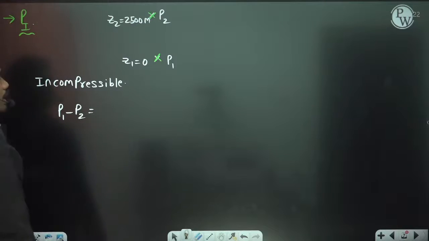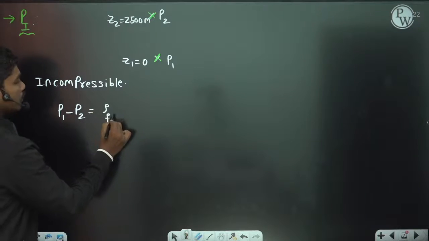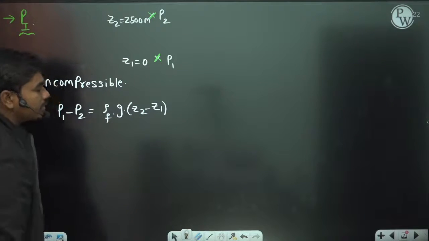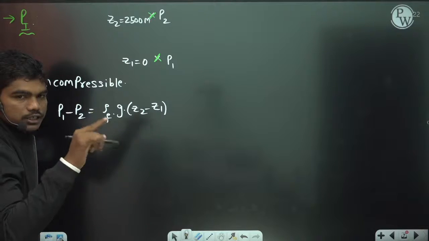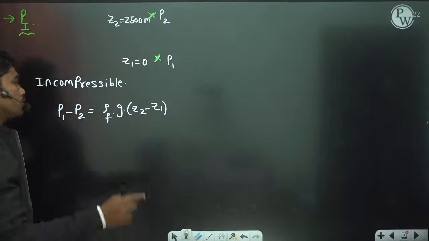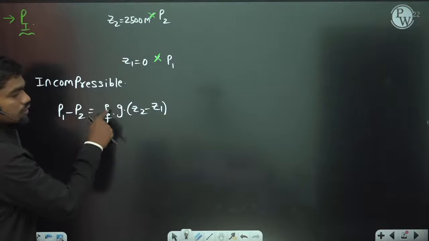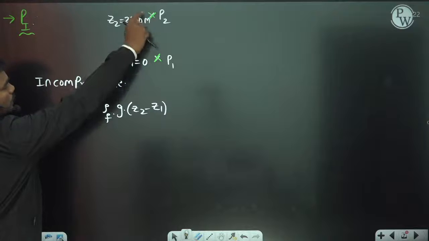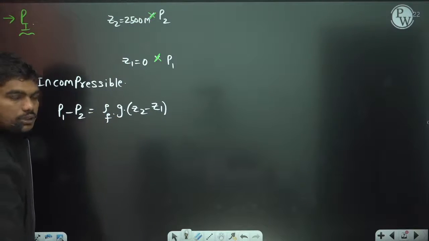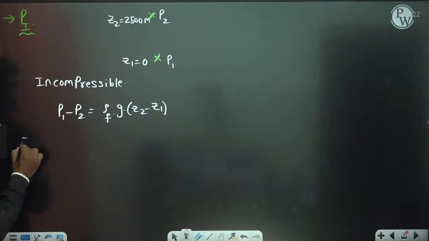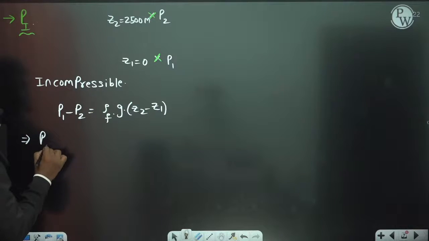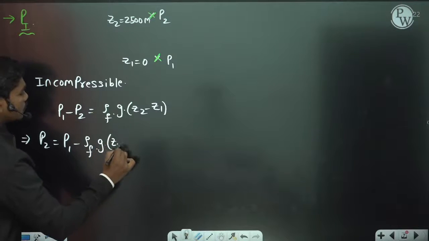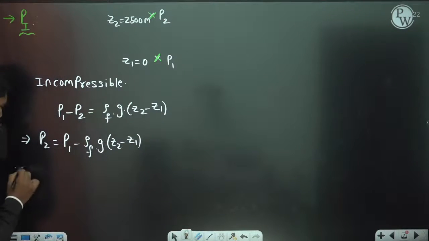is the density of the fluid times g into Z2 minus Z1, because it is just a linear variation. dP by dZ is equal to minus rho g. Rho is constant, g is constant. So definitely P2 minus P1 will be minus rho g times Z2 minus Z1. So P1 minus P2, this is the higher pressure, so this value minus this value gives you the density of the fluid times g into Z2 minus Z1. This implies P2 is equal to P1 minus the density of the fluid times g into Z2 minus Z1.